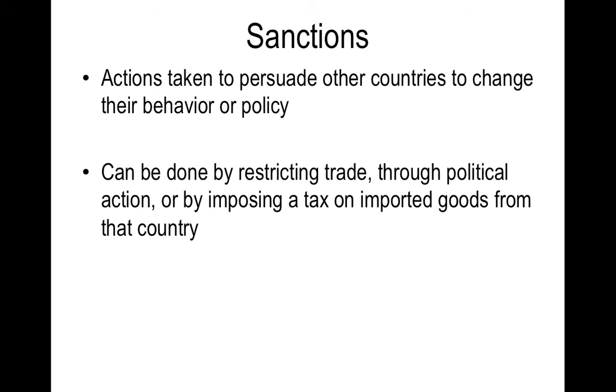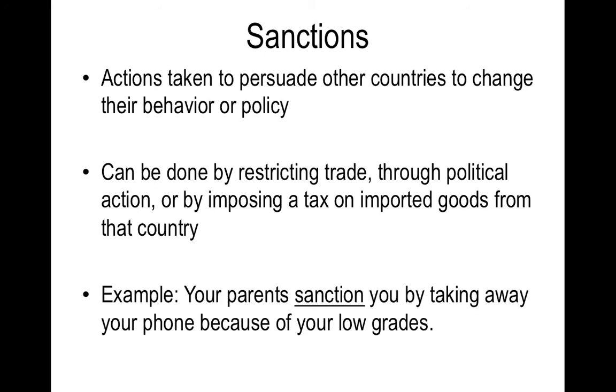Here's an example. Your parents sanction you by taking away your phone because of your low grades. Your parents are really angry. You're getting low grades, a bunch of C's, D's. Maybe you're failing a couple classes. So the way that your parents are going to persuade you to change your behavior, to change your grades, get you to do your homework and study for your test, is to take away your phone. Maybe they're going to ground you as well. That is a form of sanction a parent takes on their children to get them to do what they want.